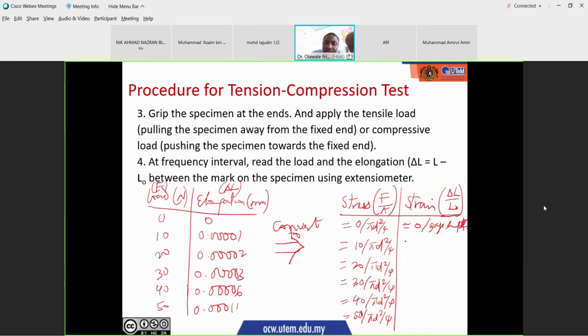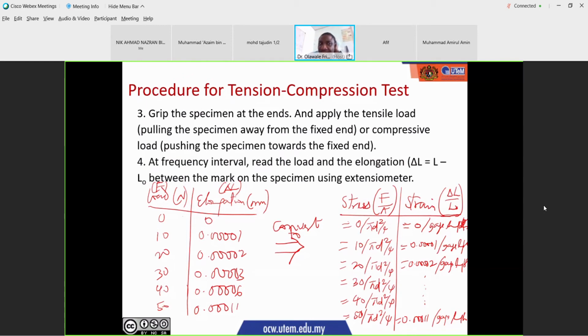So here is going to be 0.00001 divided by gauge length. Here is going to be 0.002 divided by gauge length, and so on. So now you know your stress, you know your strain. Any questions?